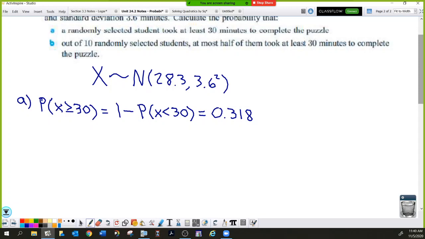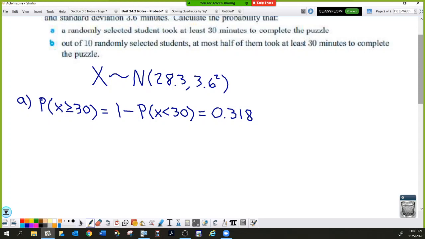Sure you can. Well, what I would think to do first is the expected, since we have the probability they gave us in part A for part B. But they gave you the probability that a single student would take at least 30 minutes. Okay, so I understand, out of 10 randomly selected students, then you find the expected. But I don't know how to.